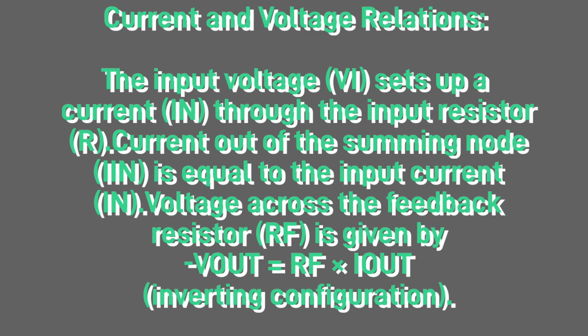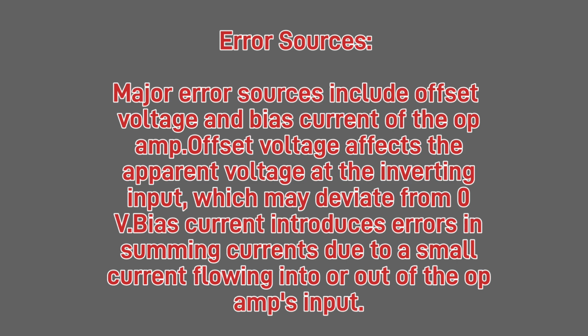In addition, according to Kirchhoff's law, all currents flowing into the node must also flow out of the node. The input voltage sets up a current, In equals Vn by Rn. The current out of the summing node is equal to the input current, In equals Iout. The voltage across the feedback resistor, RF, is, therefore, minus Vout equals RF times Iout. The voltage is negative, relative to the input voltage, since the current is flowing out of the node. This is why the circuit is referred to as an inverting amplifier.